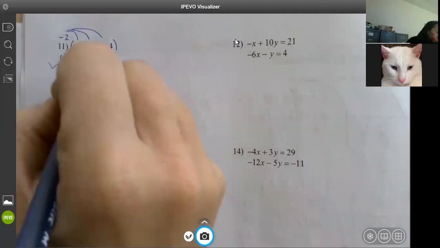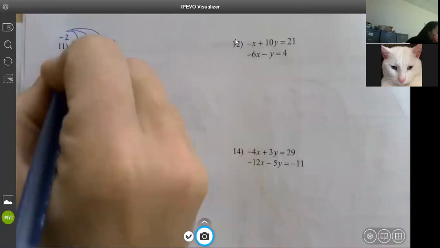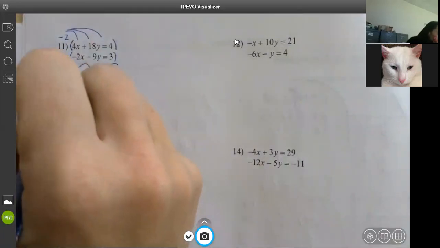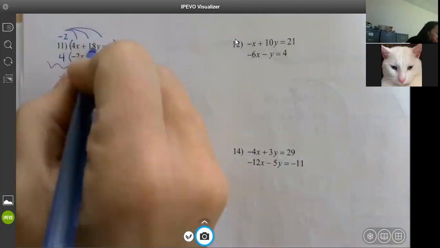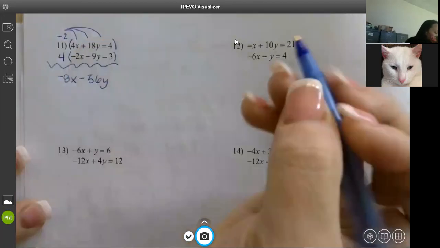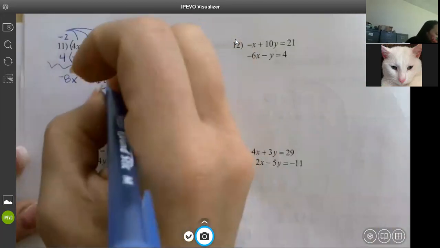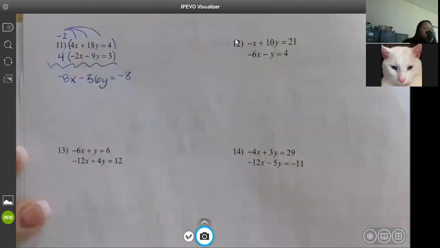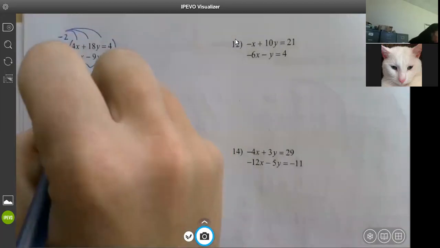Okay. So here's my two new equations. -2 times 4x is -8x. -2 times 18 is -36y. And -2 times 4 is -8. That's a 3.